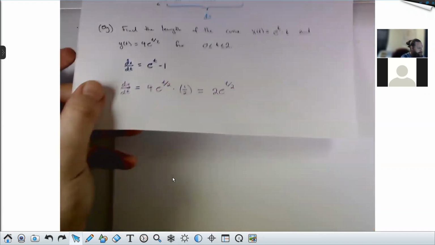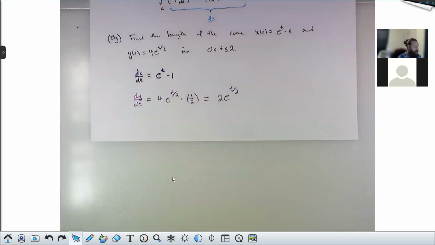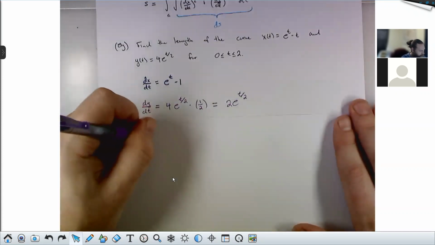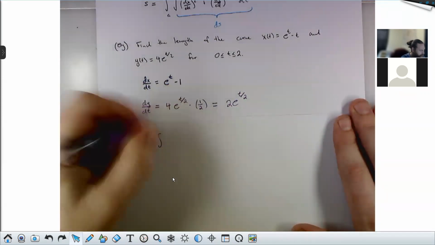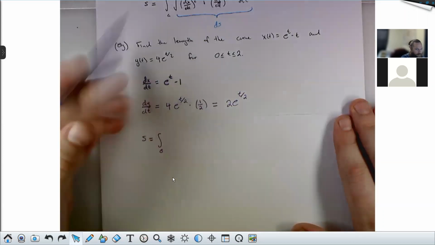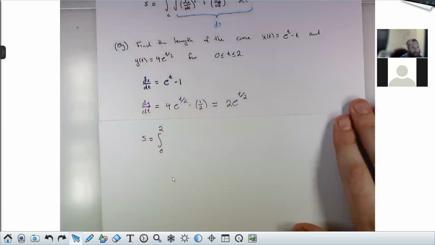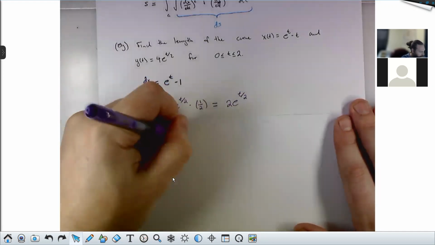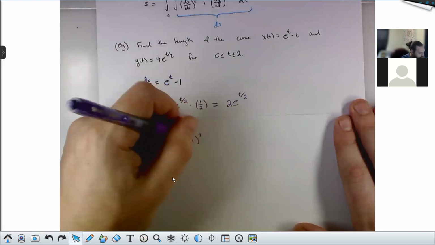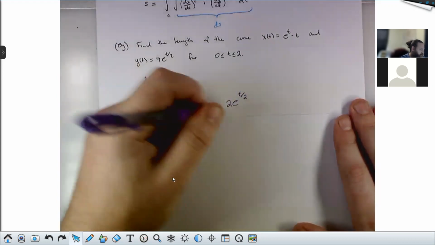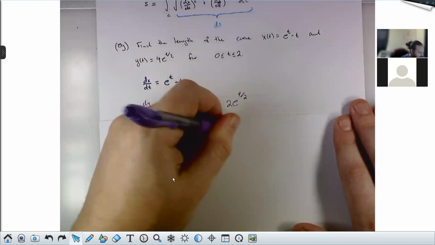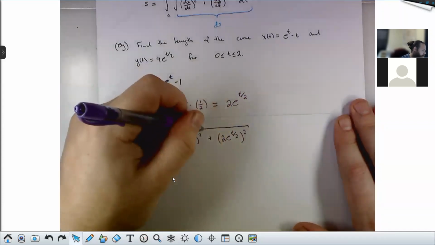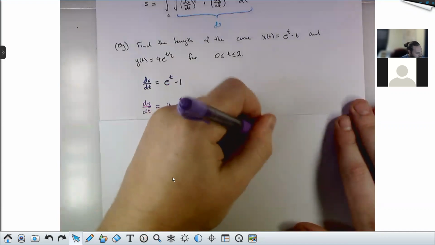Alrighty. So now I can set up my integral. My arc length is the integral from t equals a, which is 0, to t equals b, which is 2, of the square root of dx dt squared, that's e to the t minus 1 all squared, plus dy dt squared, that's 2e to the t over 2 squared, and the integral is done dt.